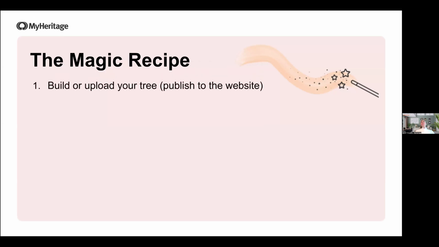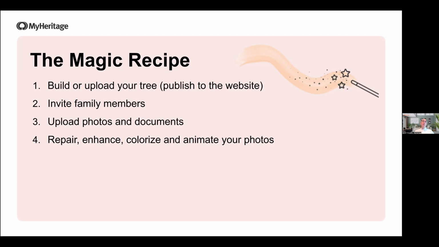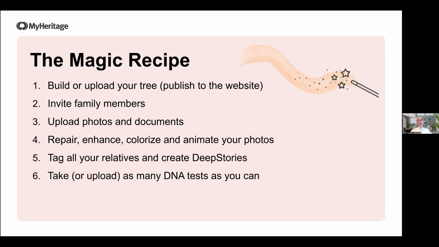Okay, so the magic recipe in order to take advantage of all that is to build or upload your tree. And better if you publish it on the website, but you can also use the software that we offer you. Invite family members, upload photos and documents, first repair, enhance, colorize, and animate their photos, and then tag your relatives. Because if you invite them and then you tag them, we're going to let them know with an email that you tagged them on a photo. Unlike Facebook, when they come to the photo, it's going to be a family photo and not a picture of a cat. Then create deep stories, which I didn't have time to touch, or take or upload a DNA test, or as many as you want.